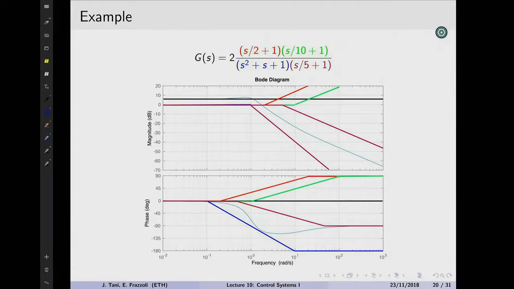So suppose this is the function we need to study. Colors help. We start from the top term here, which is s/2 plus 1. What does it mean? Well, it's a binomial term. It's a 1 plus tau s term. It's at the numerator. And the breakout frequency is what? As we just said, if tau is equal to 1/2, the breakout frequency is 1 over tau, which is equal to 2.